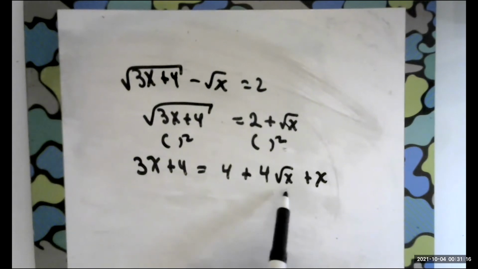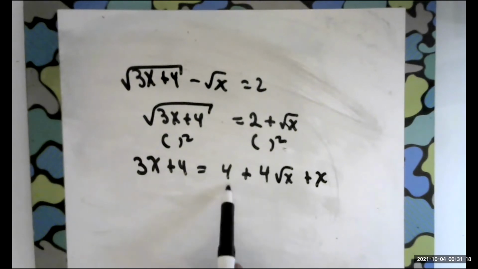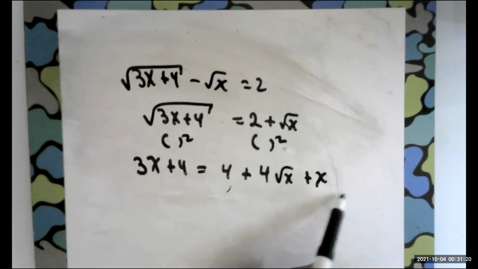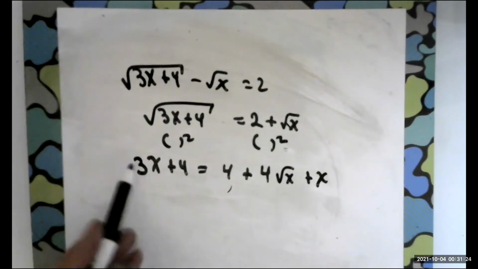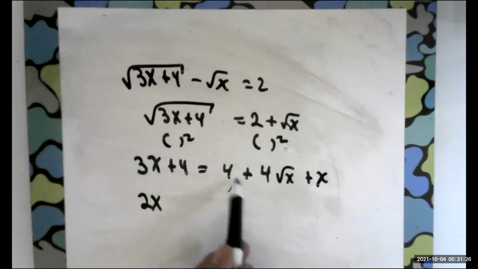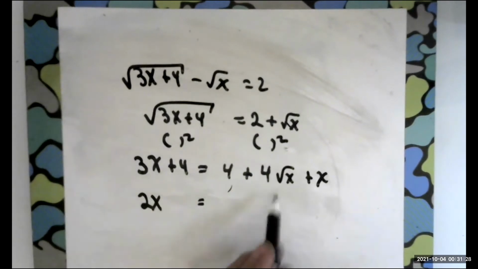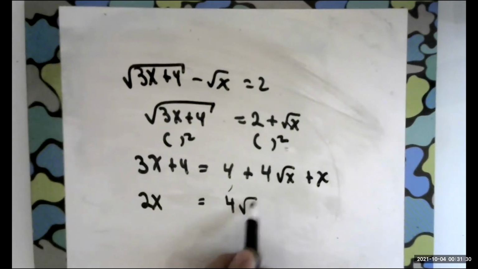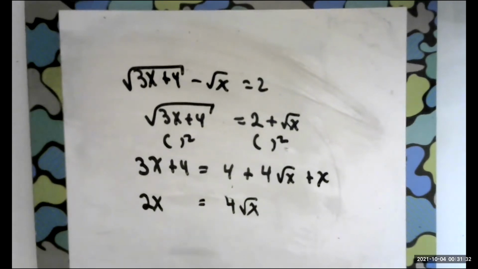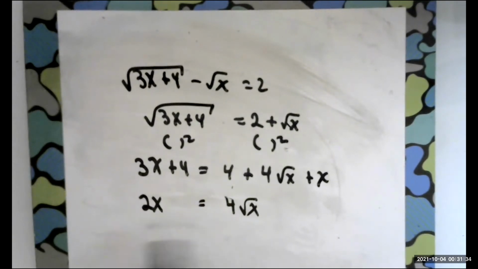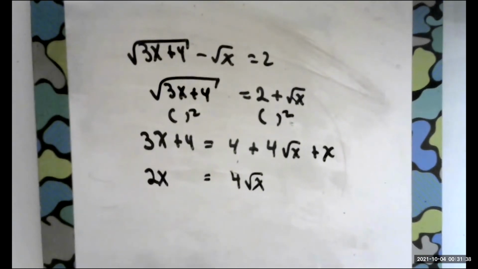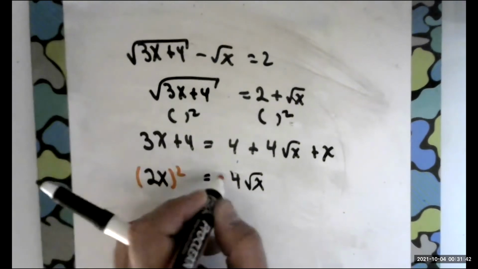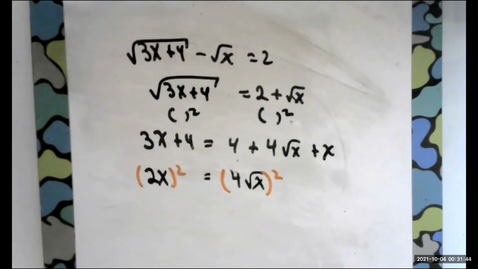Now what do we have? I need to isolate this term. So we may want to subtract 4 and subtract 1x. So 3x minus 1x, that is 2x. 4 minus 4 is 0, bye-bye, equals 4 radical x. Notice here, folks, if I divide by 4, I'll be introducing a fraction. So it's up to you. I prefer not to. So what I'm going to do is square on the left, square to the right.